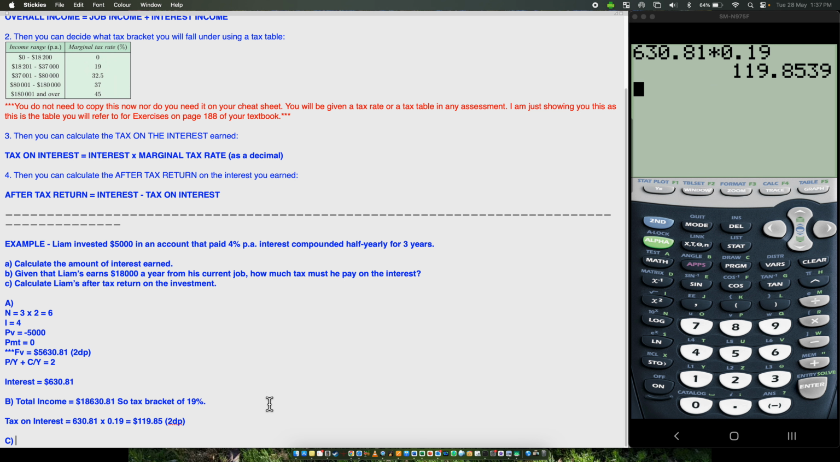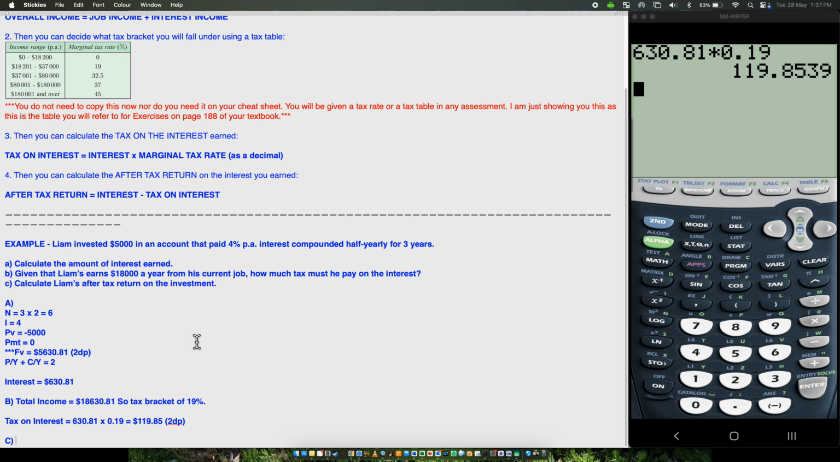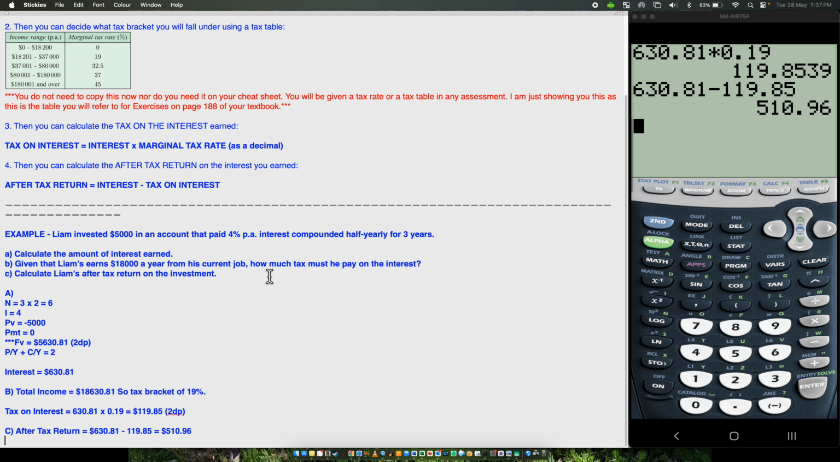C, calculate Liam's after-tax return on the investment. How much money was he supposed to get if the government had nothing to do with it? Good. But do we know how much the government's taking? 119. So the difference, after-tax return, is going to be 630.81 take away $119.85. So he's only going to take home $510.96. Can you get that example down, please?